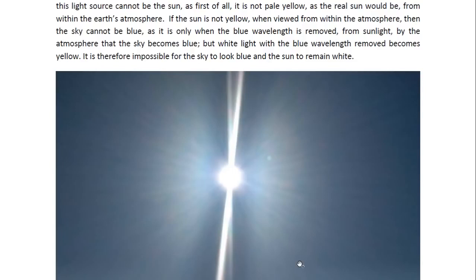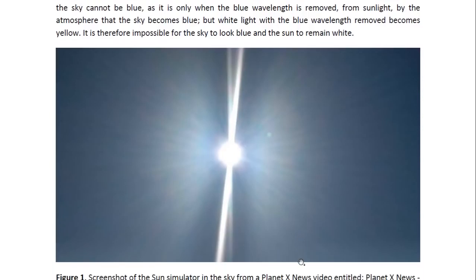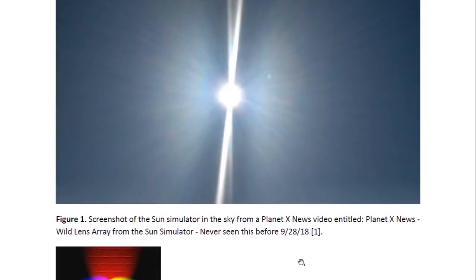If the sun is not yellow when viewed from within the atmosphere, then the sky cannot be blue, as it is only when the blue wavelength is removed from sunlight by the atmosphere that the sky becomes blue. But white light, with the blue wavelength removed, becomes yellow. It is therefore impossible for the sky to look blue and the sun to remain white.